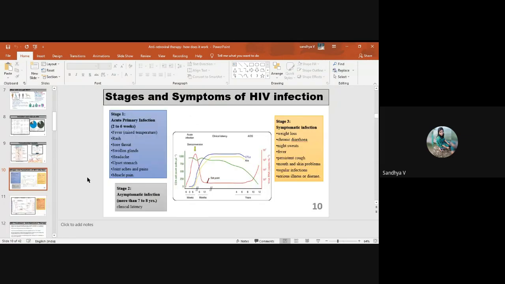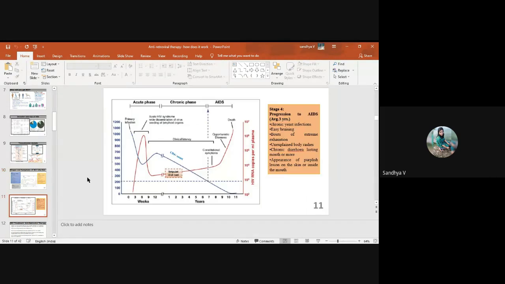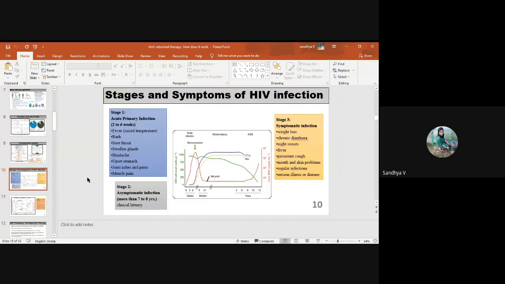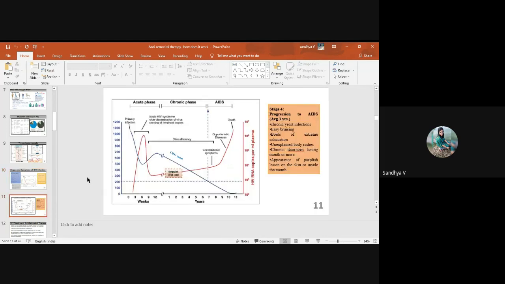Coming to the stages and symptoms of HIV infection, there are four stages: acute primary infection, asymptomatic infection, symptomatic infection, and progression to AIDS. During the primary infection, from the exposure to HIV, it starts from 2 to 6 weeks with mild symptoms like fever, rash, and swollen glands. You can see in this graph that your CD4 count will be normal, around 900 to 1000. Your viral load will be at a low detection level.